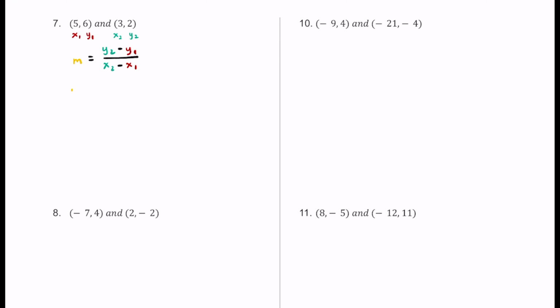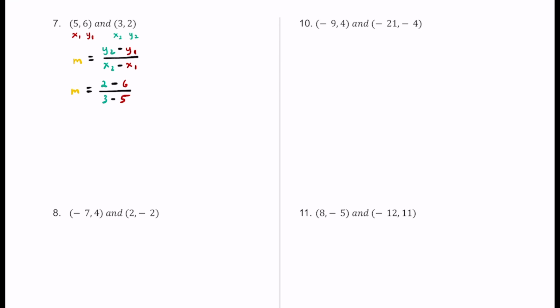All right, so if we do some substitutions here to find the slope, we can say m is equal to, y2 in this case is going to be 2. So take 2 and then take away y1, which in this case is going to be 6. That's going to be the numerator, or the change of y values, on top of x2, which looks like it's going to be 3. So we're going to have 3 take away this 5. That's going to be the distance between x values.